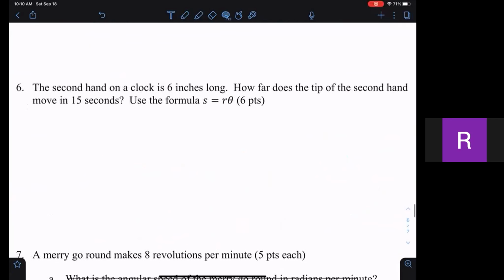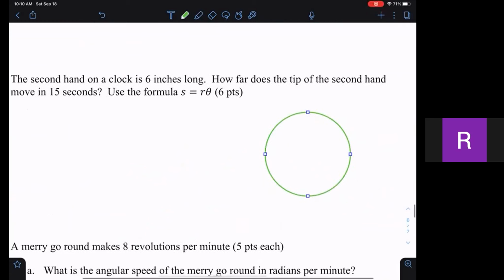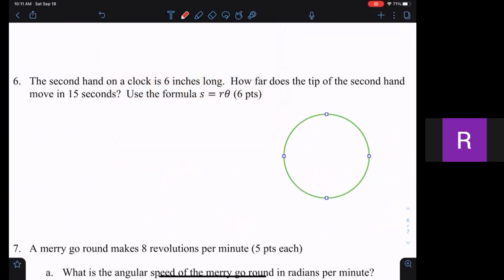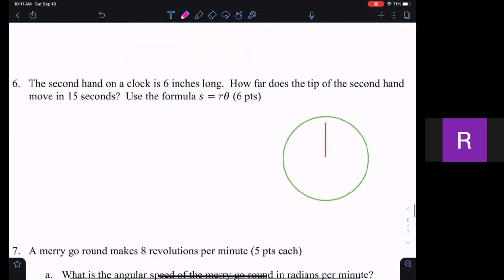They're asking you here, the second hand of a clock is 6 inches long. So just draw a picture, right? So you have two clock hands. One is the shorter one, which is for the hours, and then you have a longer one that is for the minutes, for the seconds, I'm sorry. Let's assume that this one is the one for the seconds. Okay, this one right here.